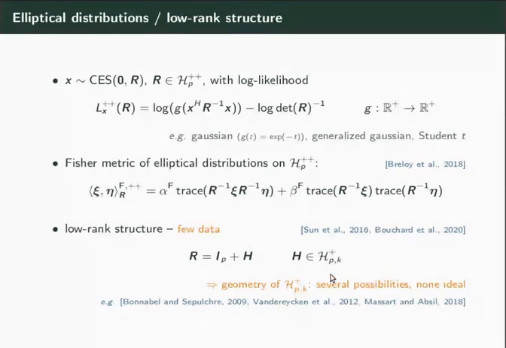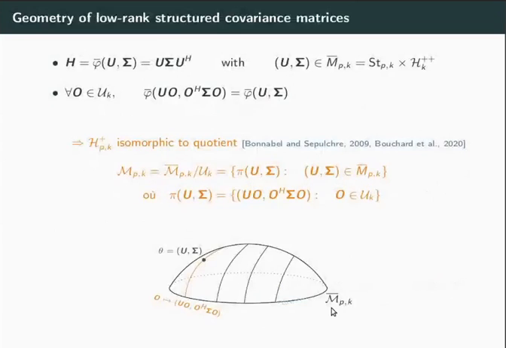So the size is P by P and the rank is K. And the geometry of this space here is quite complicated, and there have been quite a few works on that. So there are different possibilities, but there isn't one geometry that is ideal. So in this work, we will consider the geometry that arises from the SVD decomposition.